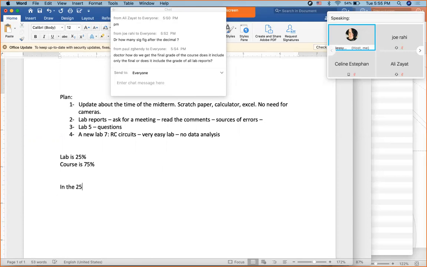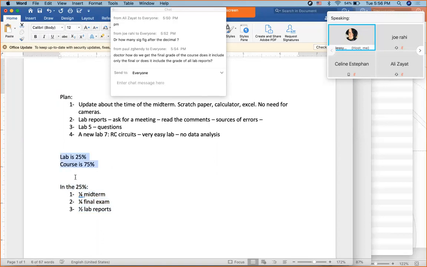In the 25%, you have, I'm gonna say, 1/4 is gonna be the midterm. 1/4 is gonna be the final exam. And 1/2 is gonna be the lab reports. 1/2 of the 25%. So the lab reports are a lot. The midterm is only 1/4. 1/4 is not very little, but the lab reports are gonna help you. And all this is gonna be 25% of the course.